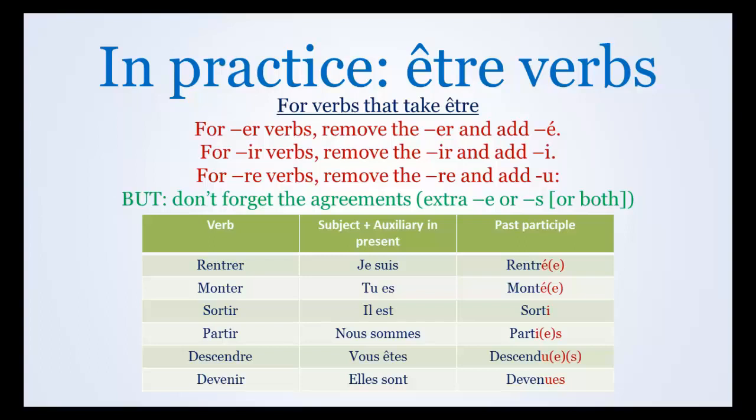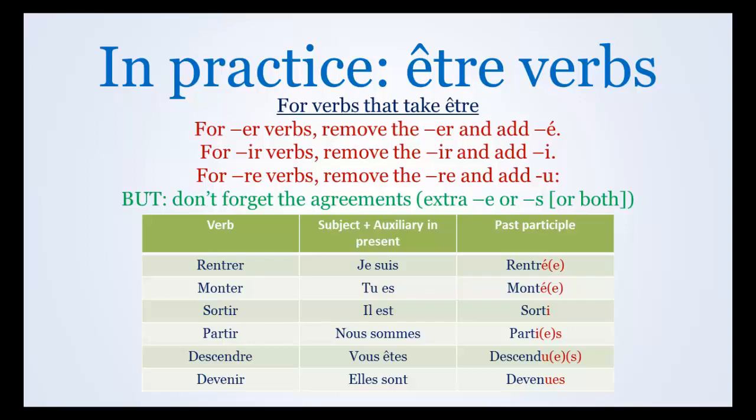Let's go a little bit further down to a bit more complicated one there. And we'll go with the verb descendre. There we go with vous êtes. So you are. This is the subject plus the auxiliary. And the past participle there, we have descendu. Absolutely fine there.